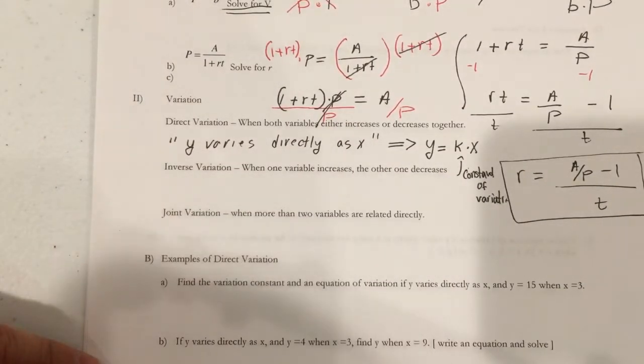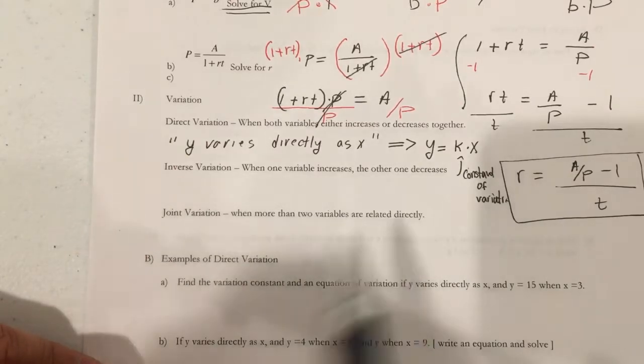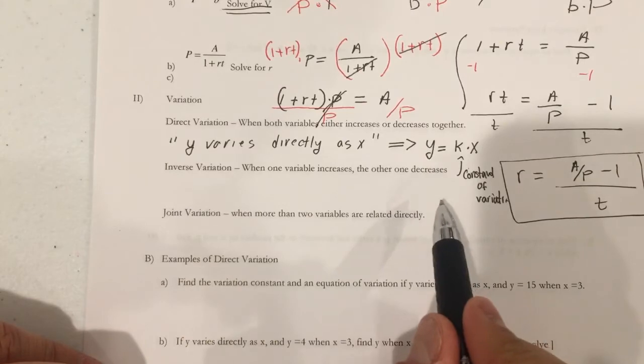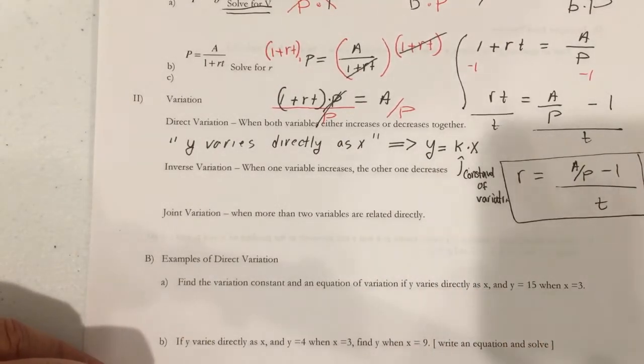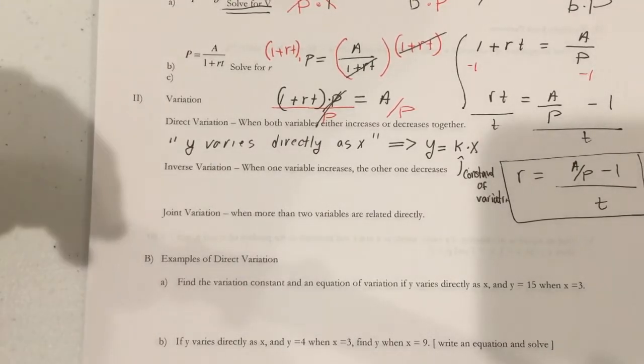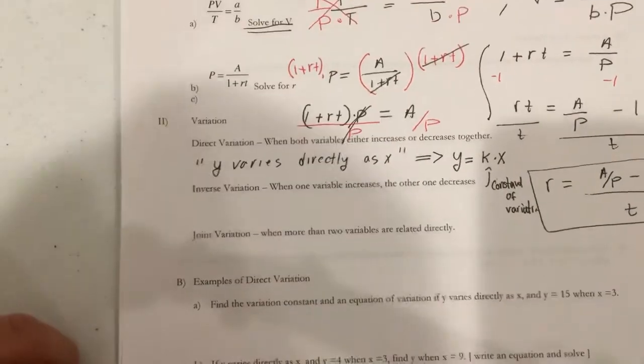Inverse variation is a little bit different. It has a negative effect. When one variable goes up, the other one decreases. So for example, if interest rates go up, then house prices would likely go down, because they have an opposite effect on each other.